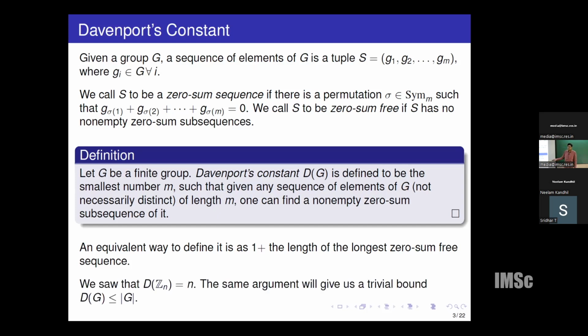And what we saw is that the Davenport's constant of Z_n is less than or equal to n, right? But on the other hand, if we just take n minus 1 many copies of 1, then there is no subsequence of it which adds up to 0 in Z_n. So therefore, we get that D(Z_n) is equal to n. And using the same argument, we can get a trivial bound on Davenport's constant of any finite group G, which is the order of the group, because we'll again take the progressive sums, and if any two of them are the same, then the difference will give me a subsequence which adds up to 0.